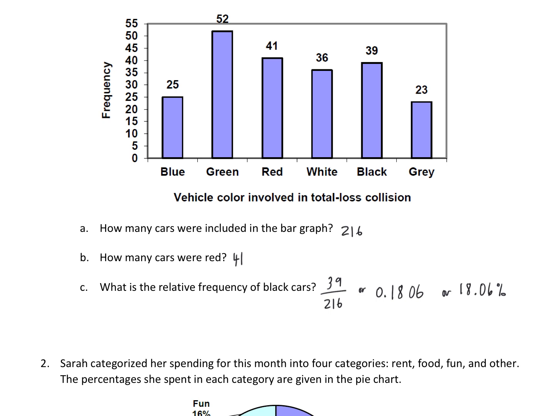So different things they could ask you. They could ask you the total, wherein you need to just add up all of the frequencies for all of the categories. They could ask you how many were in a certain category, or they could ask you a relative frequency. In that case, you just take the frequency and divide it by the total. So common questions to be asked with a bar graph or a histogram.